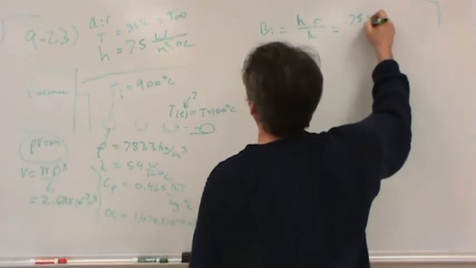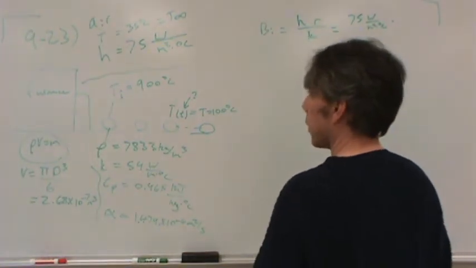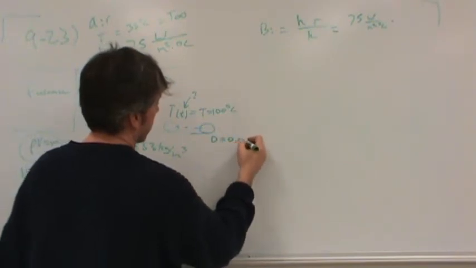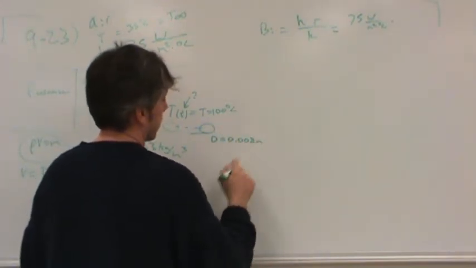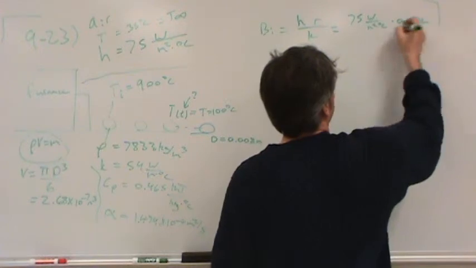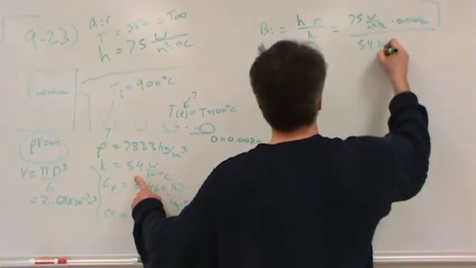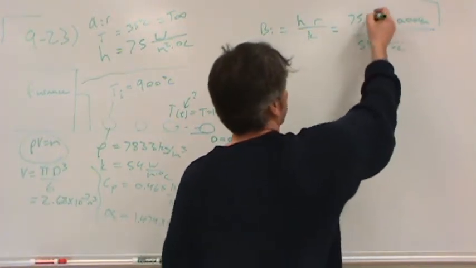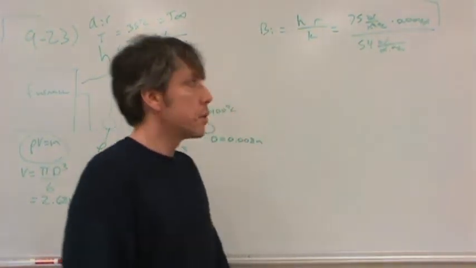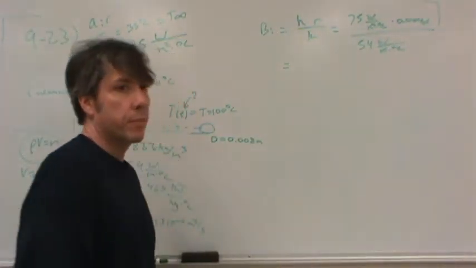h, 75 watts per square meter per degree Celsius. R, let's see, we were given the diameter of the balls, but I neglected to write it down. It's 8 millimeters. Yeah, I thought it was 8 millimeters. So the diameter is 0.008 meters. Therefore, the radius would be half that, so that'd be 0.004 meters. Divided by k, the thermal conductivity, 54 watts per meter per degree Celsius. Do all the units go away? Degrees Celsius, watts, yes. And yes, meters will go away. So we have a non-dimensional number, which we did before, so this is good. So what's the Biot number? 0.0055.